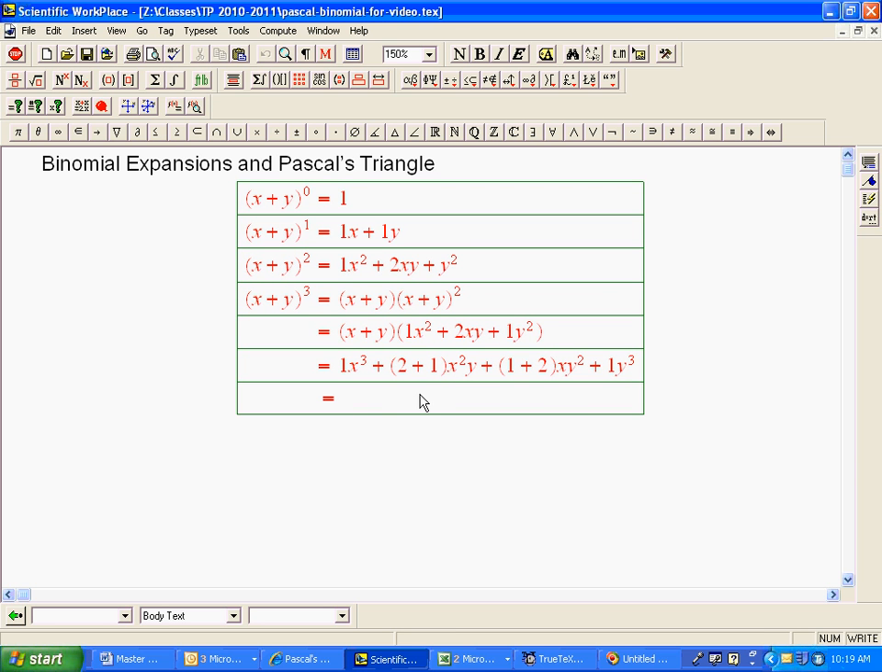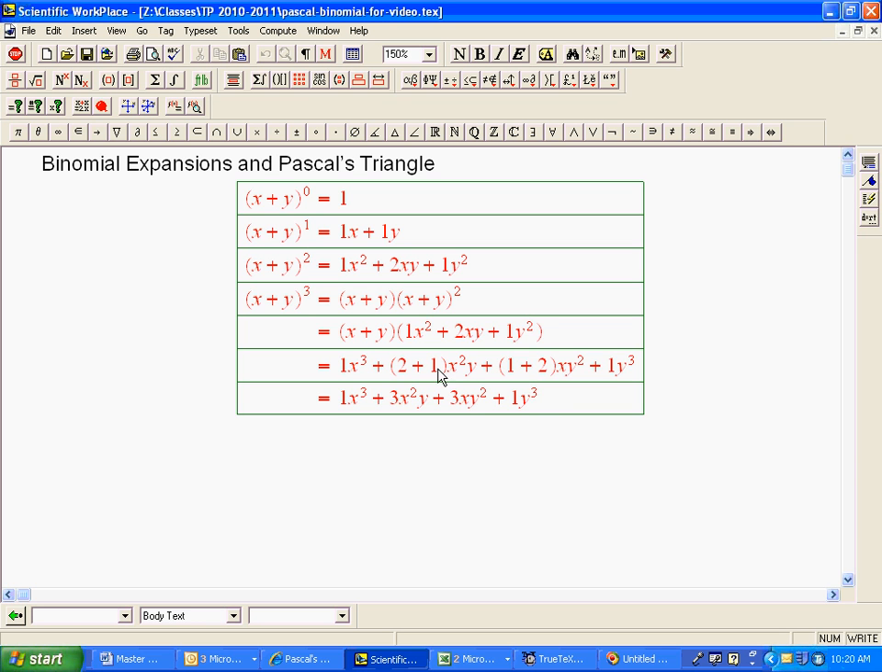Okay. So that's going to be x cubed plus 3x squared y plus 3xy squared plus 1y cubed. I'll put the 1 in front of the x. Well, that's 1, 3, 3, 1. Whoops. 1, 3, 3, 1. Is it a coincidence that's Pascal's triangle?